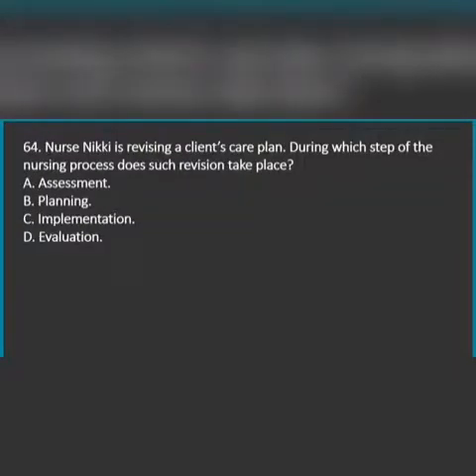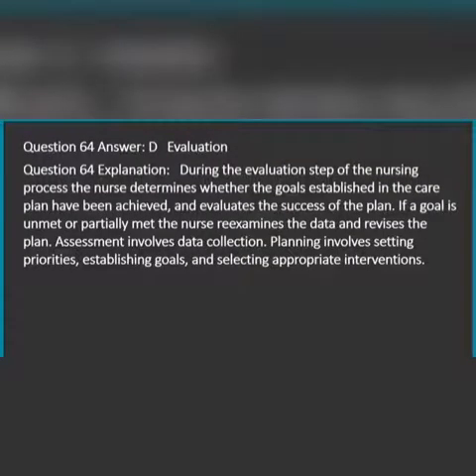Question 64. Nurse Nikki is revising a client's care plan. During which step of the nursing process does such revision take place? A. Assessment. B. Planning. C. Implementation. D. Evaluation. Question 64 Answer: D.